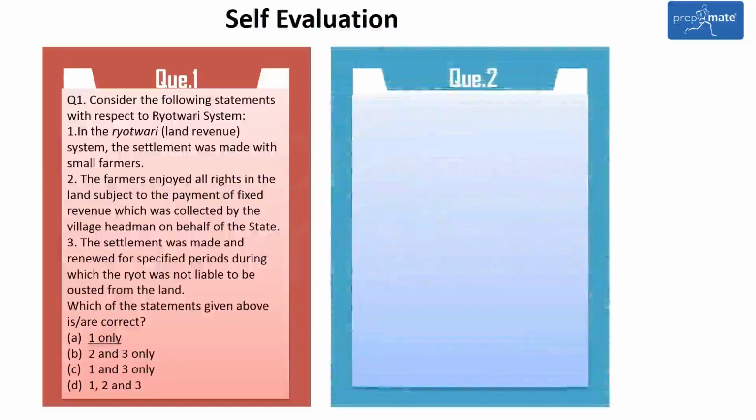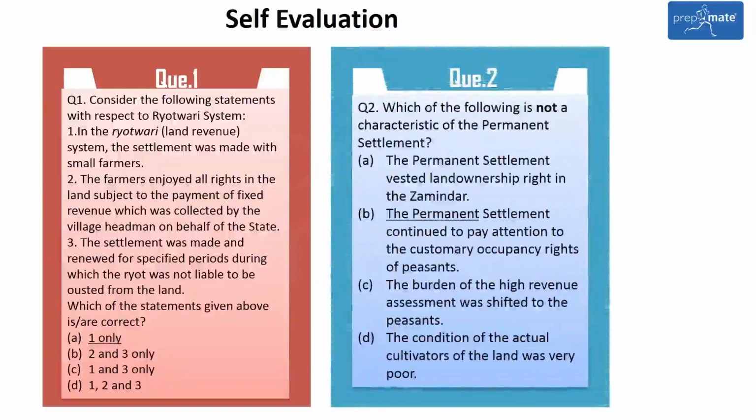Question 2. Which of the following is not a characteristic of the permanent settlement? Option A. The permanent settlement vested land ownership right in the zamindar. This statement is correct. Option B. The permanent settlement continued to pay attention to the customary occupancy rights of peasants. This statement is doubtful. Let us consider other options first.